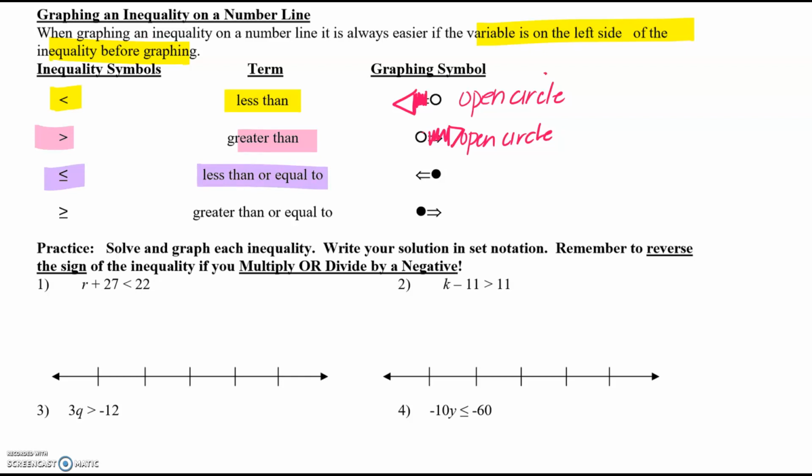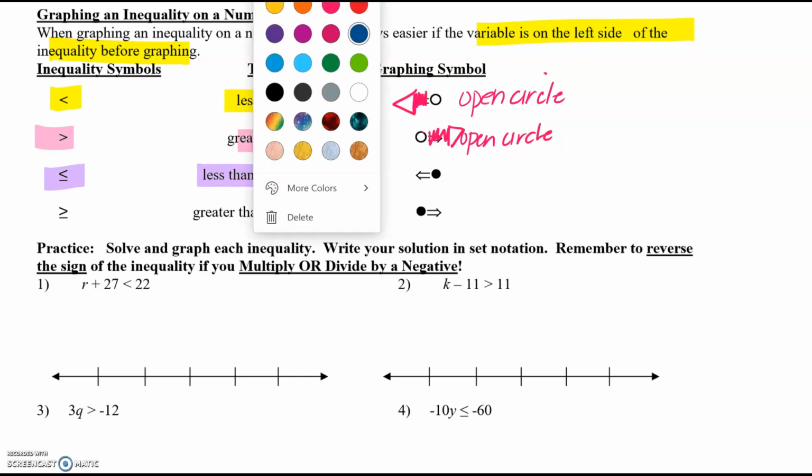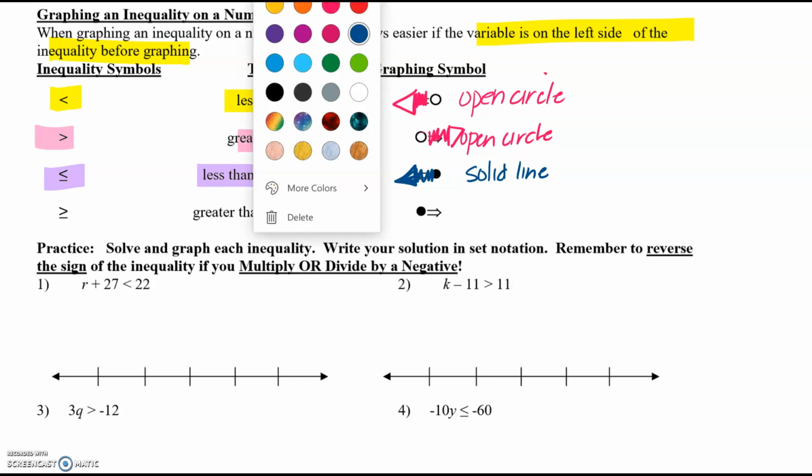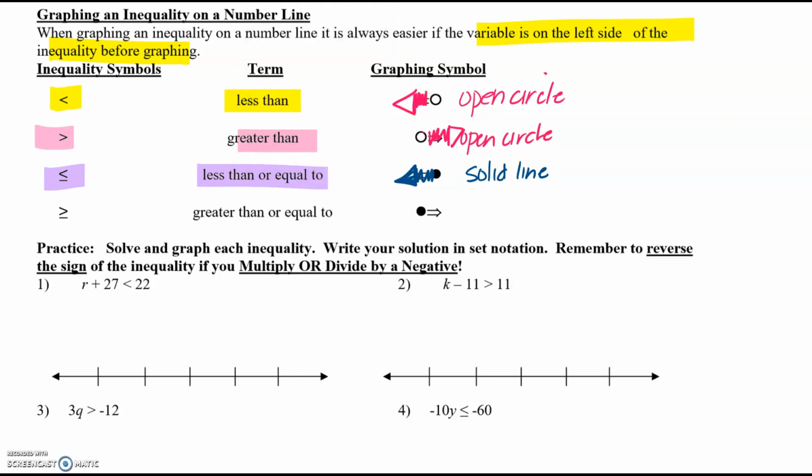It is going to be a solid dot, and that solid dot is still going to shade everything going in that direction. Okay. And then finally, let's go to here. If you have greater than or equal to, you're going to have a greater than symbol with a line under it. It's still going to be a solid dot, and you will be shading everything to the right of that.